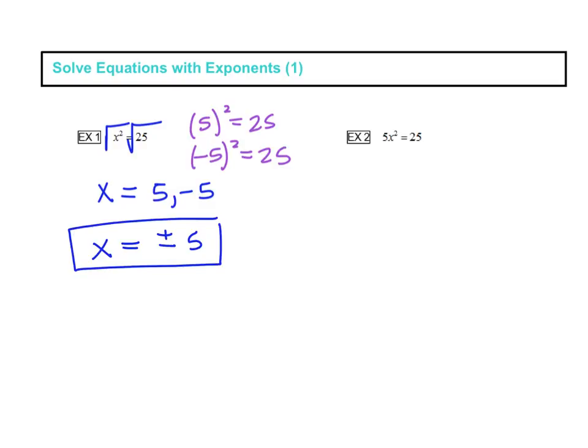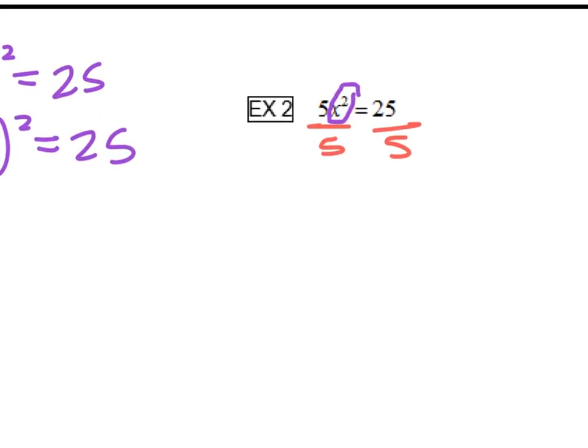So in these problems, your goal is to get the squared variable by itself. If you have anything outside of that, you have to get it to the other side. So you can see in this next one we are multiplying by a 5. So we're going to divide both sides by 5. Here, I'll zoom in on this one for you. Your 5's cancel, leaving you with x squared equals 25 divided by 5, which is 5.